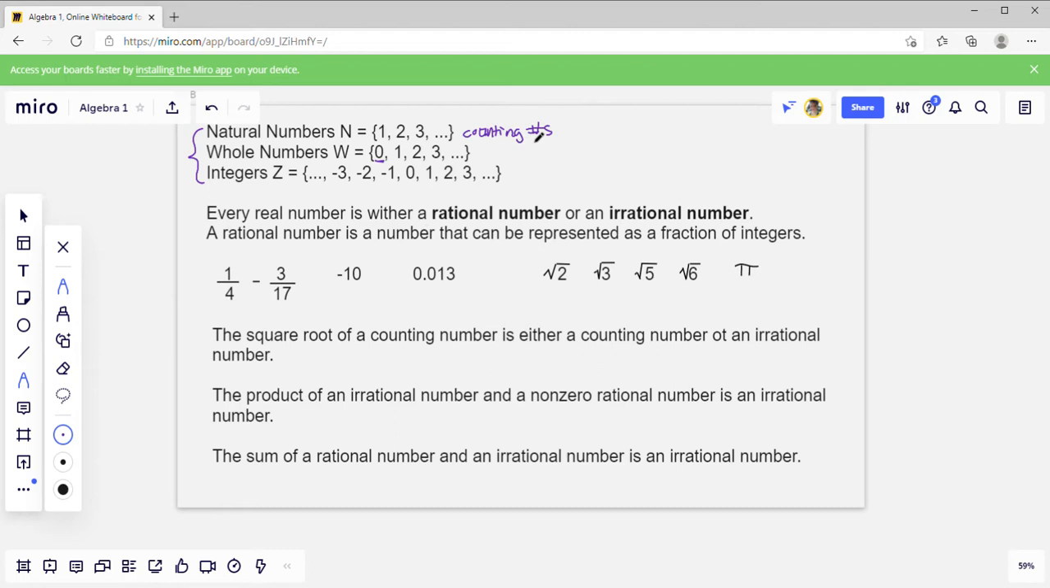Every real number is either a rational number or an irrational number. A rational number is a number that can be represented as a fraction of integers. So 1/4 is a fraction. -3/17 can be a fraction. 10, -10, that could be over 1, so that would be a fraction. This one, we could put that over 1, make that be a fraction, or it would be the same thing as 13 over 1,000, okay? So those are all rational numbers.